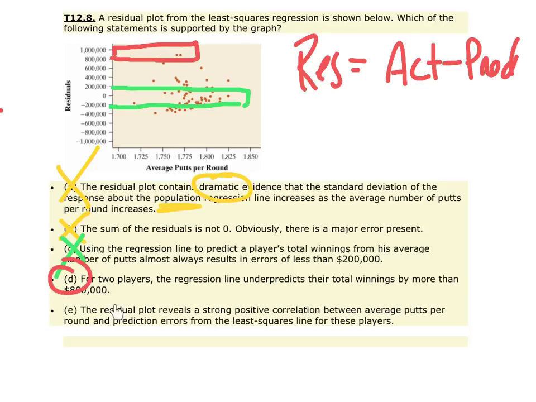Letter E, the residual plot reveals a strong positive correlation between the average putts per round. The residual plot doesn't show us the correlation. That's the scatter plot. So in this case, if it said the scatter plot and we saw that, that would be fine. But that's why that one's out too.